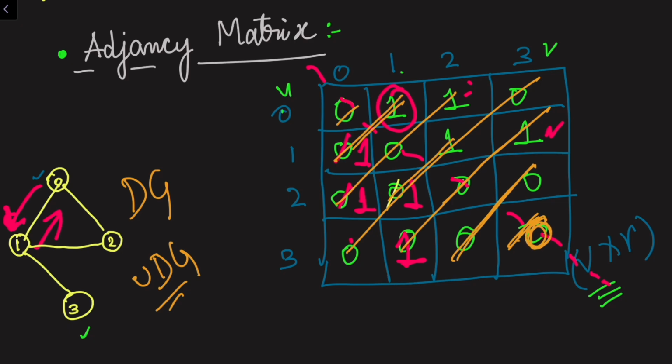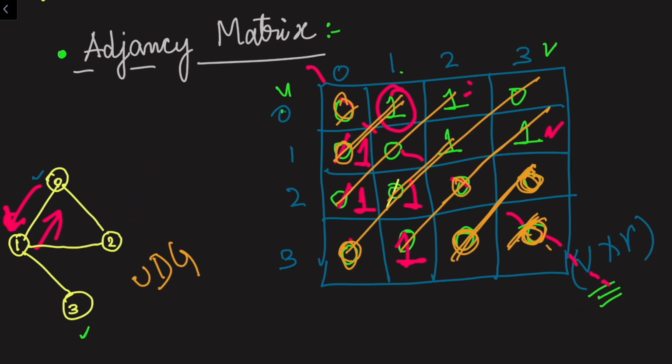Because if you see over here, we have all these zeros, right? 0 0 0, because even though there is no relationship, we are still occupying those spaces. So the space will always be V cross V. So our space complexity will always be V square, whether we use it or not.